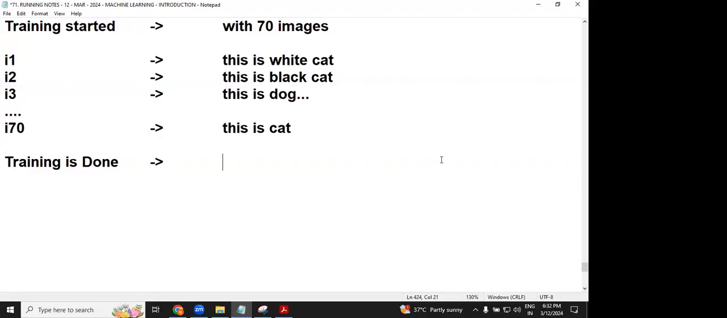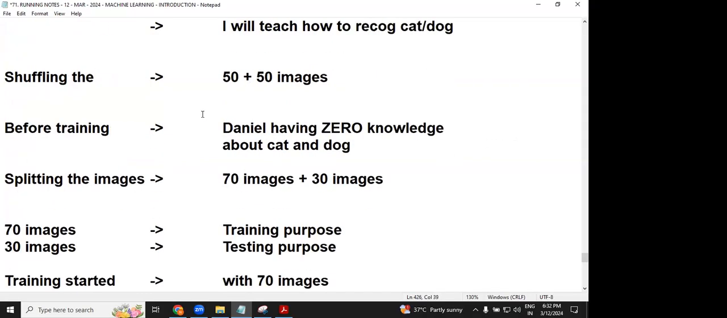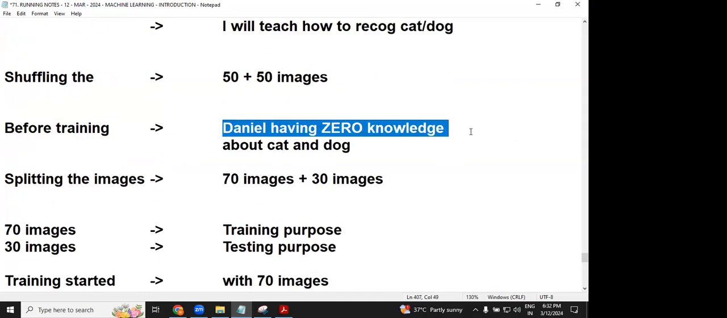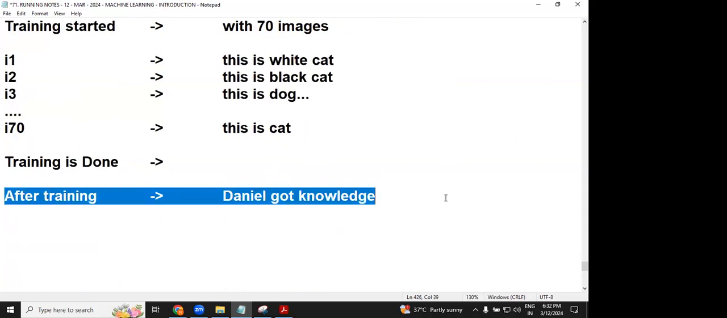30 images. Now he is telling very seriously. When he started testing, he took a small stick, sir. Good. Training is done. Now let me tell you. Can I say after training, Daniel got what exactly? Knowledge actually. This word is important. Before training, Daniel having what exactly? After training, what exactly?